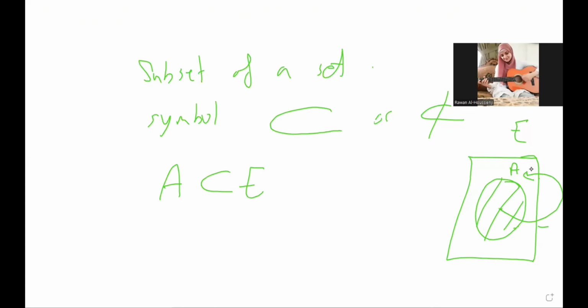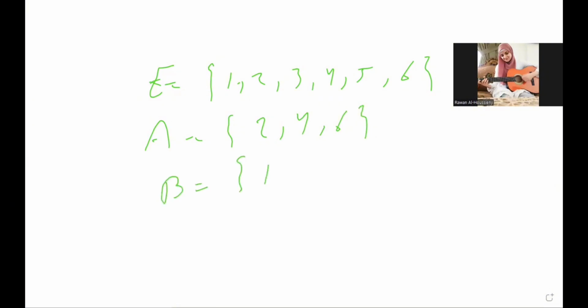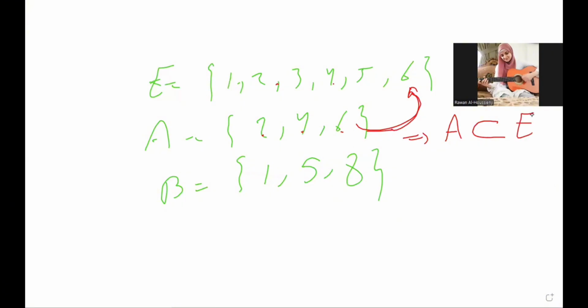Let me give you an example to understand it better. Supposedly we have the set E. It contains the numbers 1, 2, 3, 4, 5 and 6. Also we have the set A, which contains the numbers 2, 4 and 6. Also we have the set B, which contains the numbers 1, 5, 8. Let's see. As we noticed, the 2 exists in E. 4 also exists in E. 6 also exists in E. So all the elements of A are found in E, so we can say that A is a subset of E.